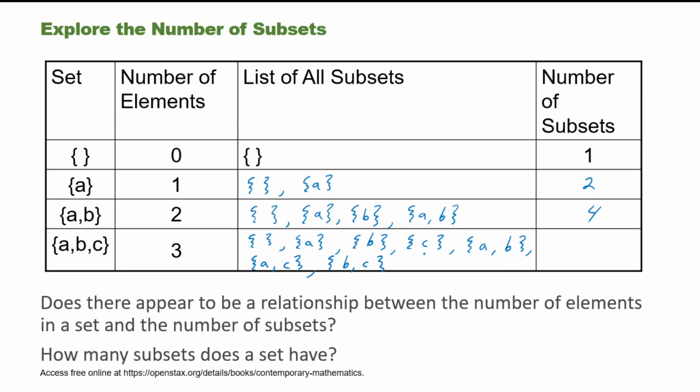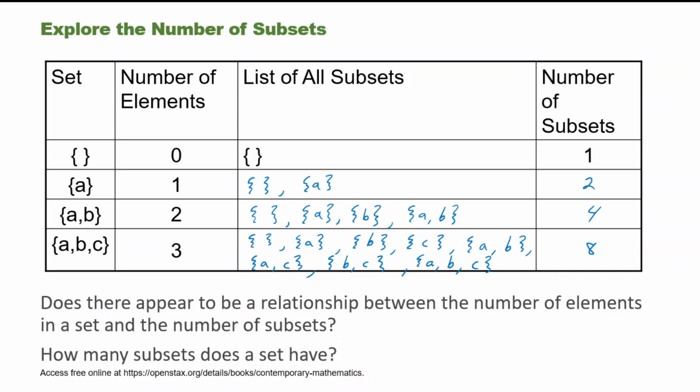And finally, we can have the entire set. So the set containing A, B, and C. That's a lot of sets, but if we count these up, turns out we have 8 subsets.